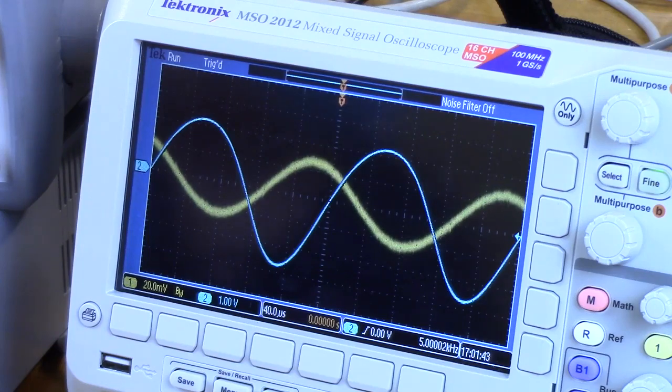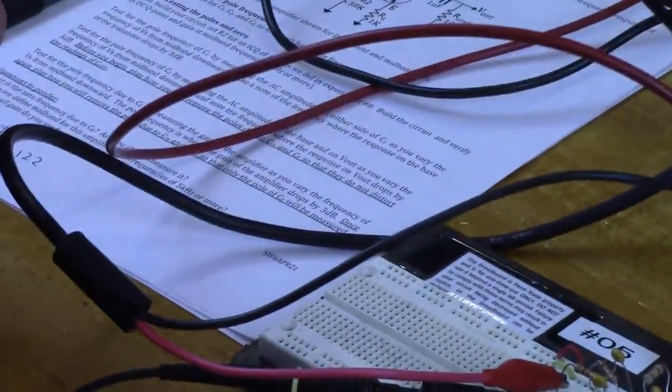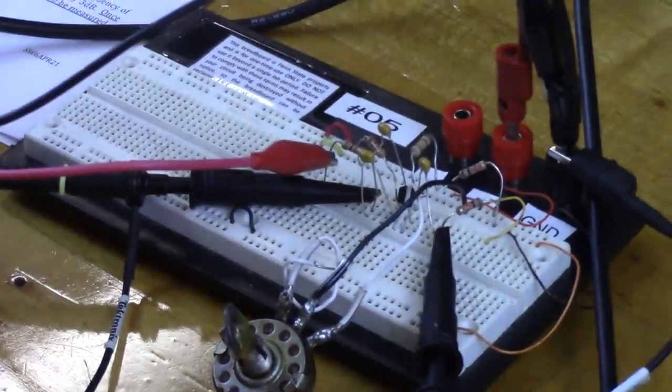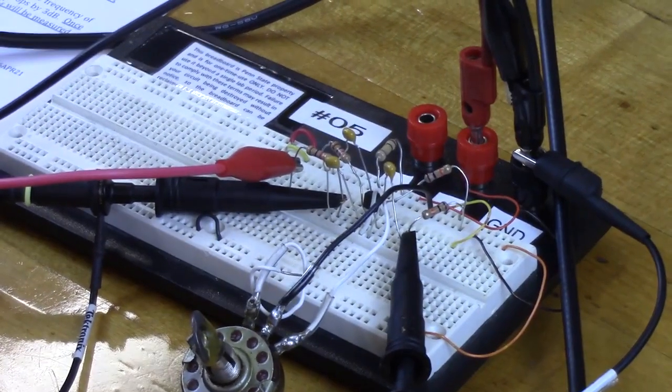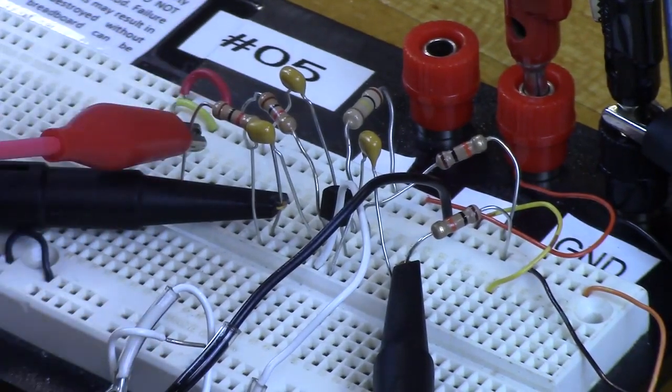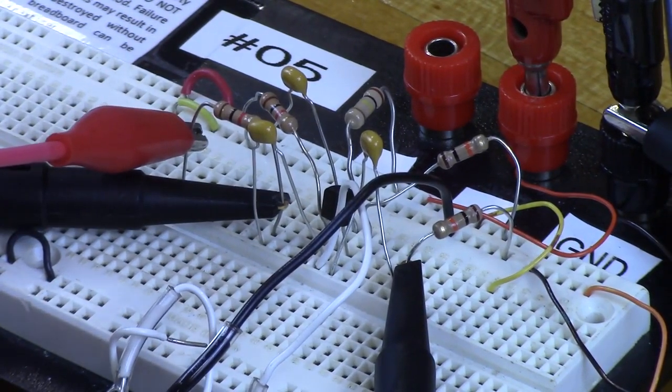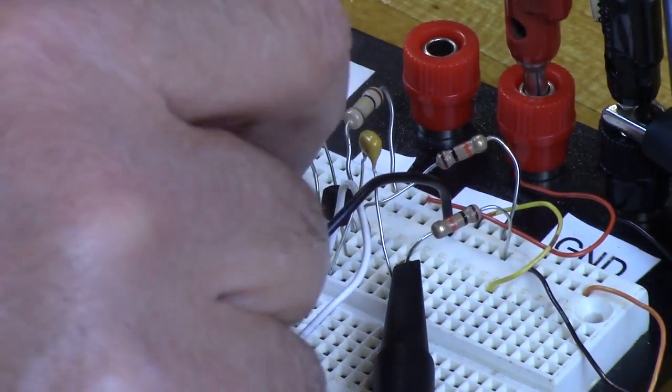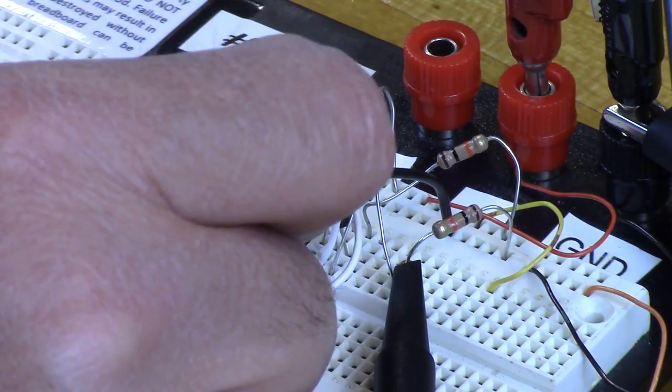The way to do that is to replace C1 with a capacitor 100 times bigger. For that, I got these big old electrolytic capacitors. These are 100 microfarads. Technically, we don't have to unplug C1 to replace it. We're just going to plug the big one directly on top of it if I can find a vacant hole to put it in. So it looks like C1 goes from there.